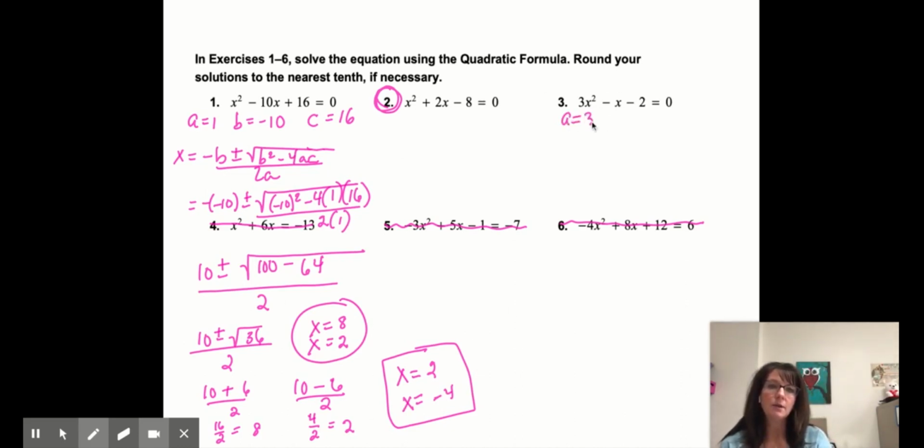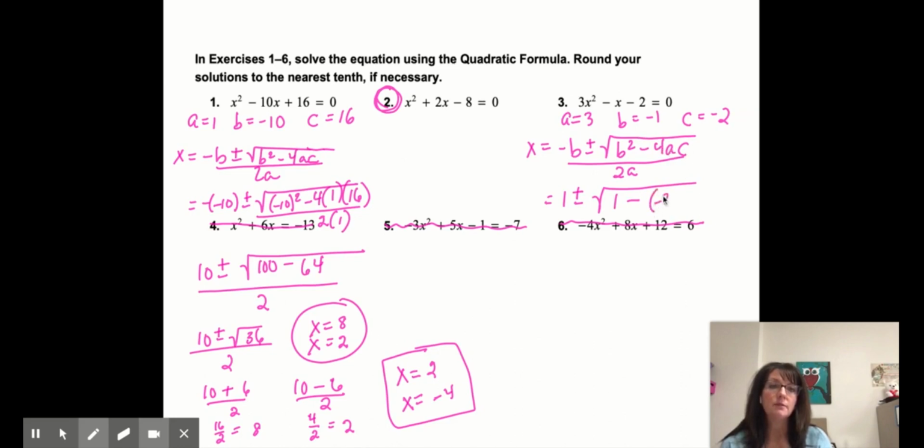So a is equal to 3, b is equal to negative 1, and c is equal to negative 2. So x is equal to negative b plus or minus the square root b squared minus 4ac all over 2a. So we'll have, I'm just going to deal with that negative now. So we want the opposite of a negative 1, so we'll have 1 plus or minus negative 1 squared, which will be 1, and then minus 4 times 3 is 12. 12 times negative 2 is a negative 24. And then put that all over 2 times 3, which is 6.